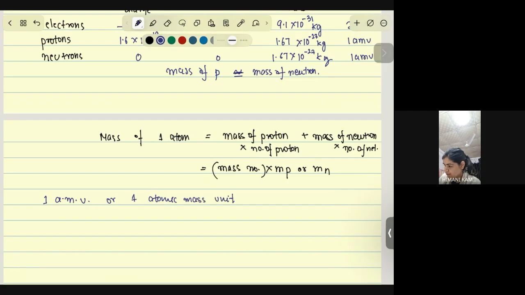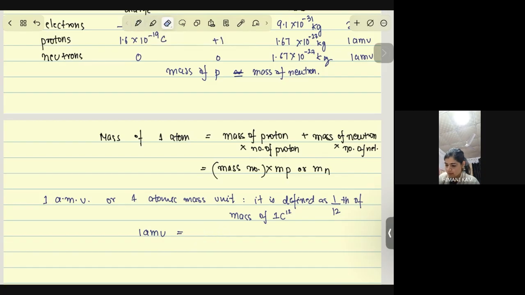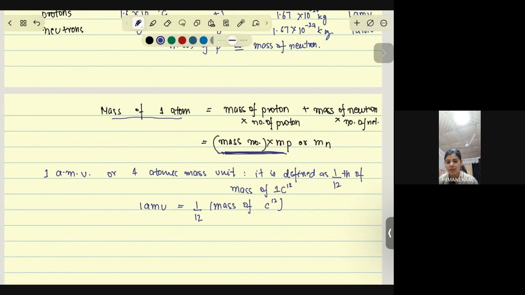From here we can say that 1 AMU, or 1 atomic mass unit, is defined as 1/12 of mass of 1 carbon 12 atom. So what we have done here is mass of one atom is mass number into mass of proton. From the definition, 1 AMU is 1/12 of mass of carbon 12. So mass of carbon 12 will be mass number into mass of proton. So it will be 1/12 into 12, mass number into mass of proton.